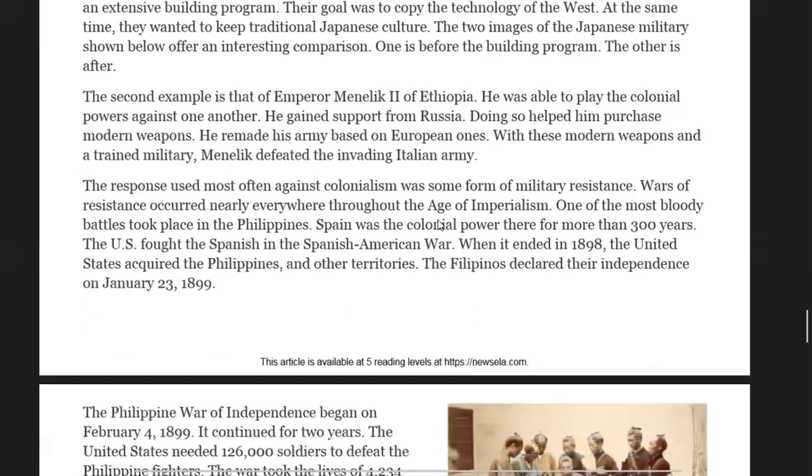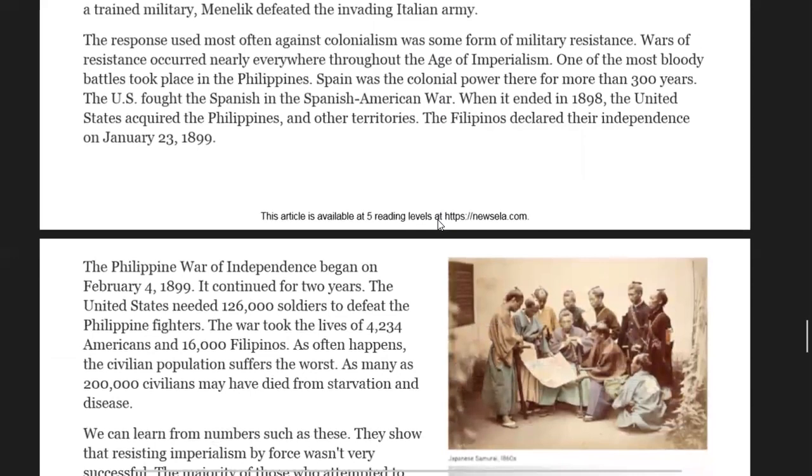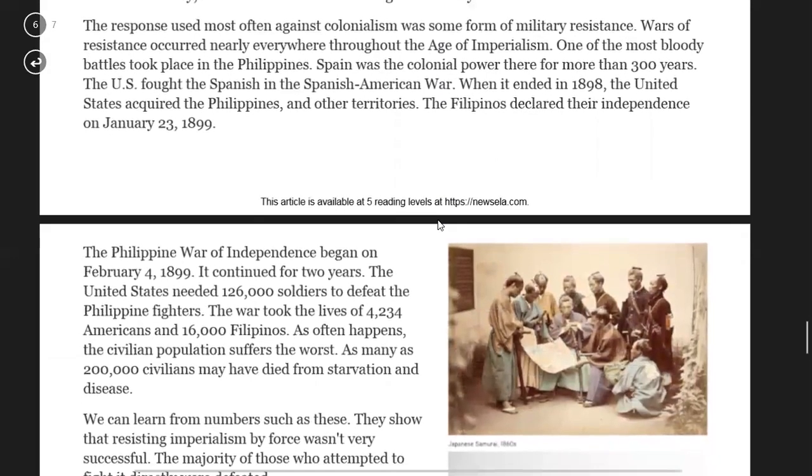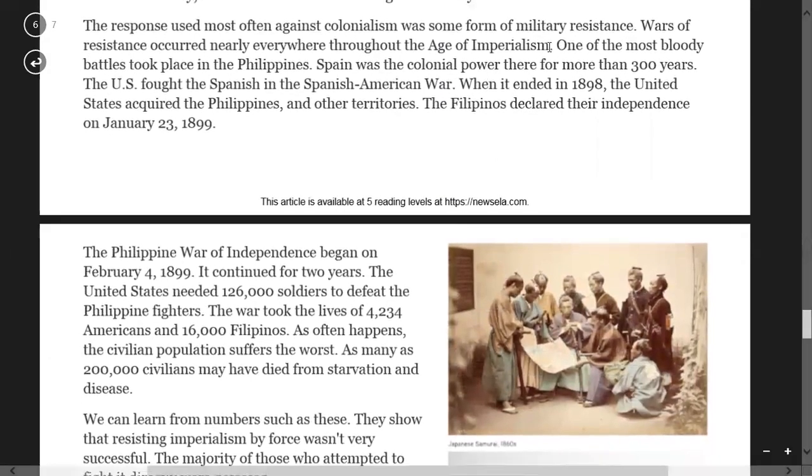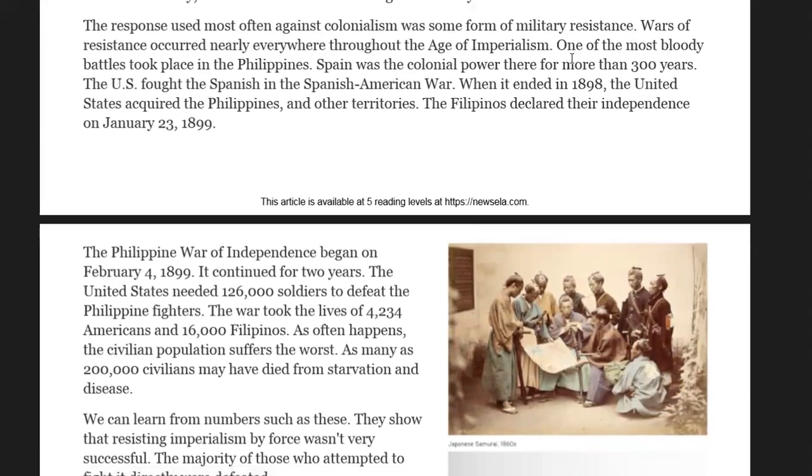The next form of resistance, which was the most common form of resistance, was military resistance. So this is right here. And the point that the authors make is this form of resistance, fighting against the oppressors, happened almost everywhere around the world in some form or other. People always fought back when the imperial powers tried to colonize them.